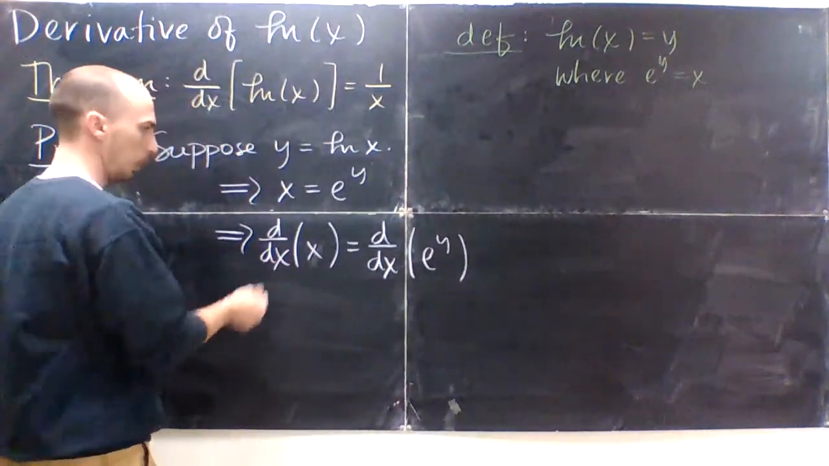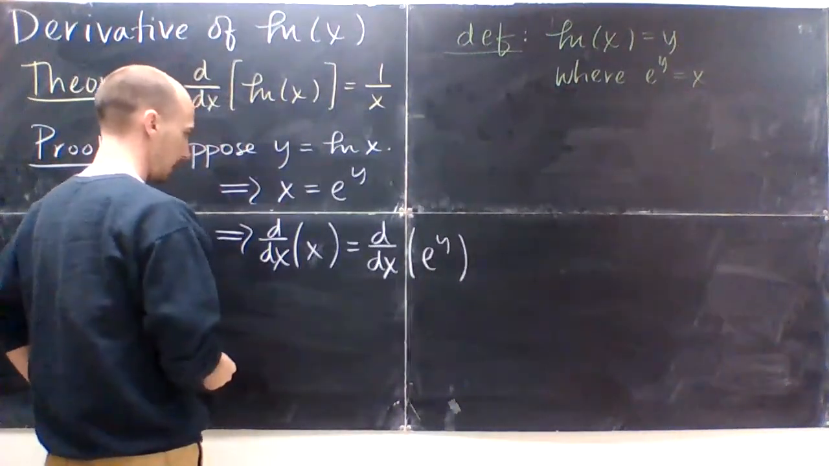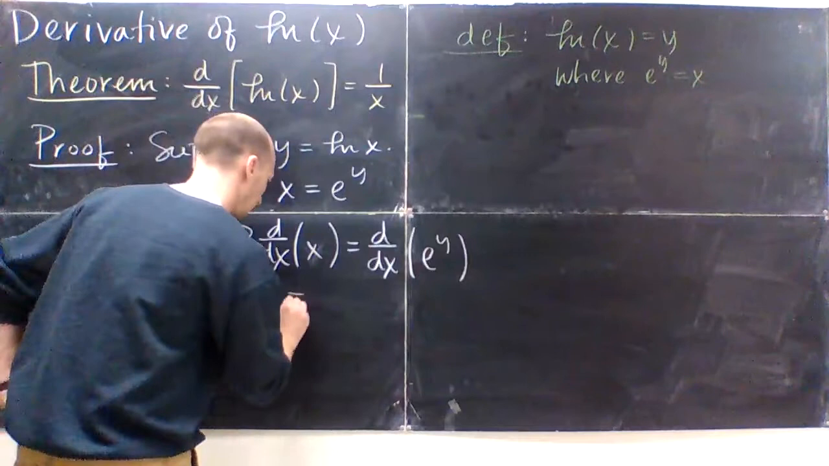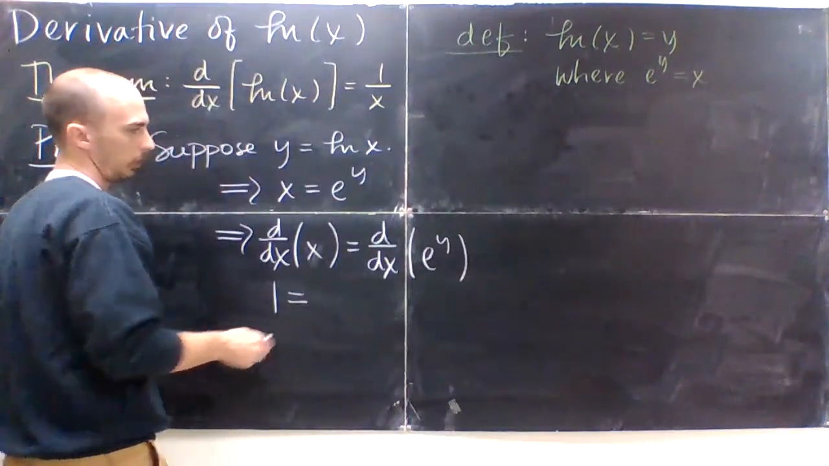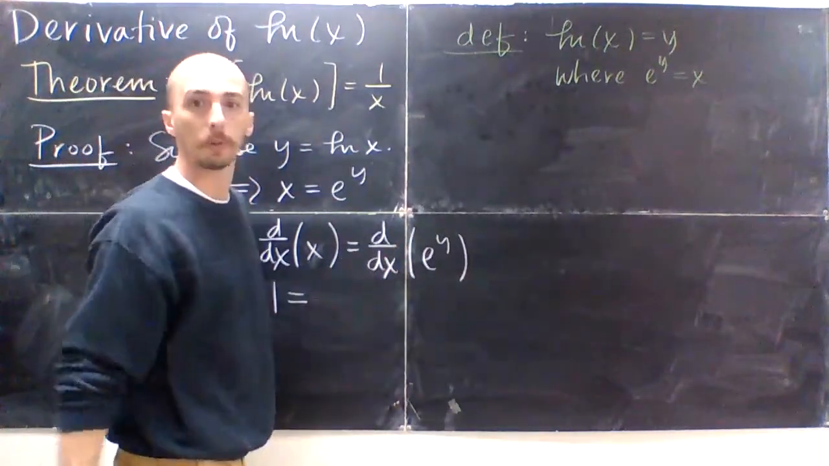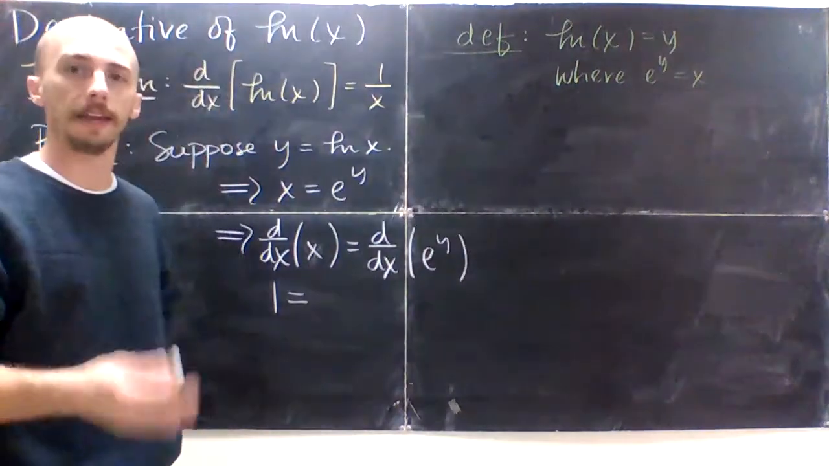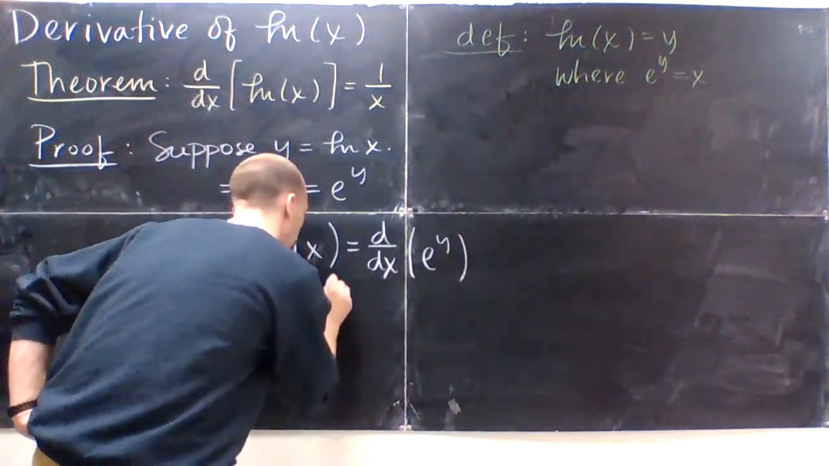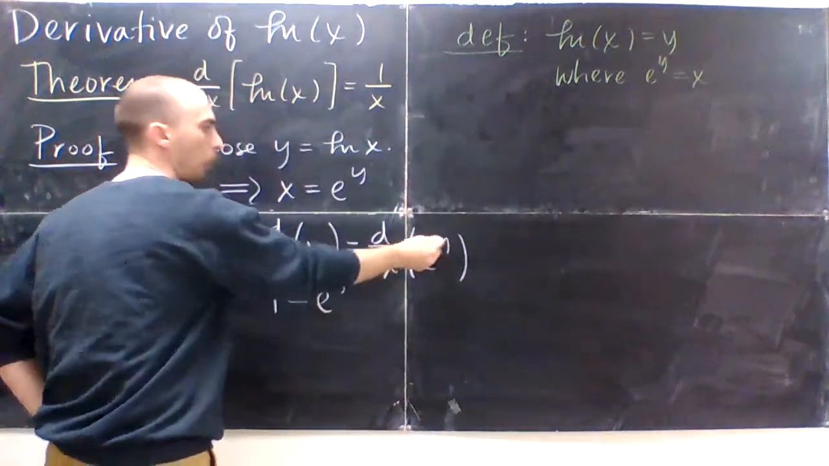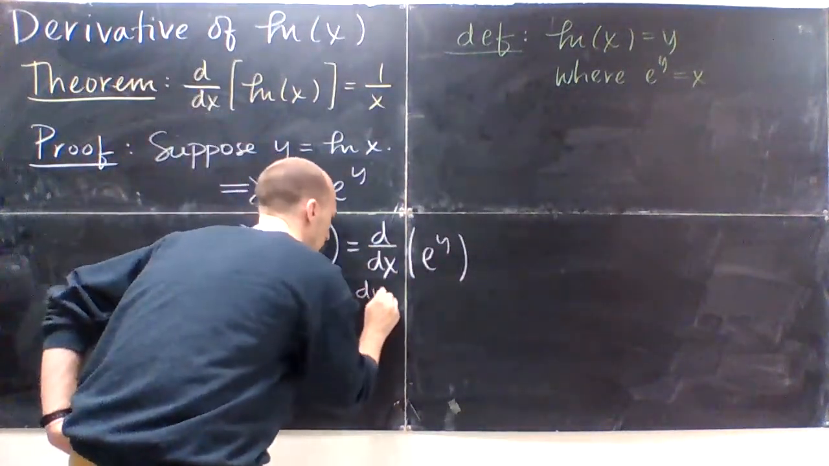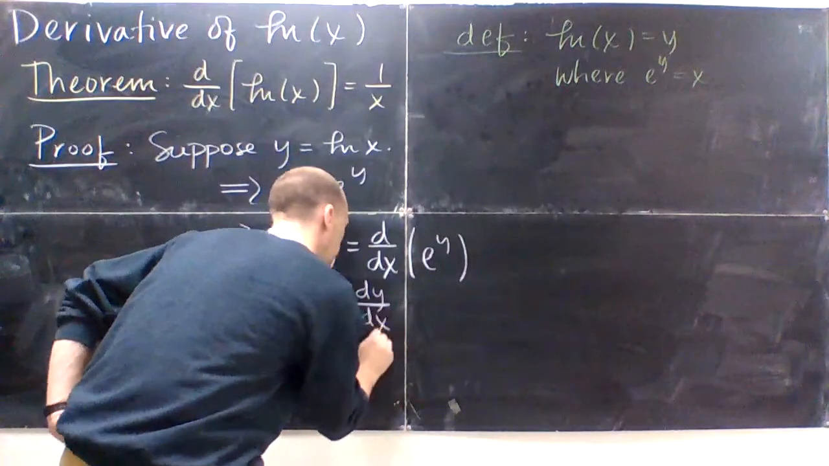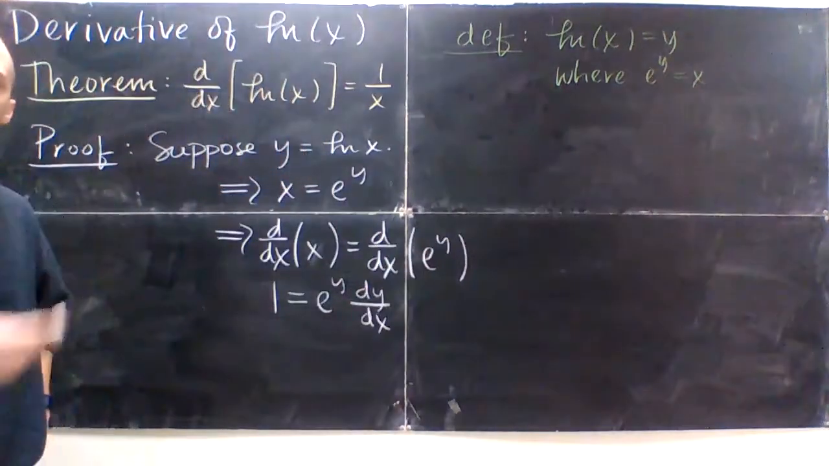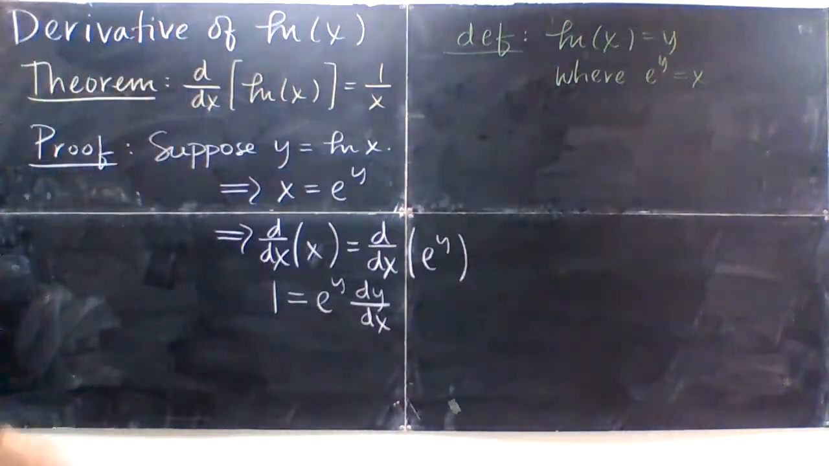This is going to be, well, the derivative of x with respect to x is 1, which is equal to the derivative of e to the y with respect to x. The derivative of e to a thing is e to the thing times the derivative of that thing. So it's going to be e to the y times the derivative of y with respect to x, that's dy dx. It really all comes back to the chain rule because it's e to the y of x.